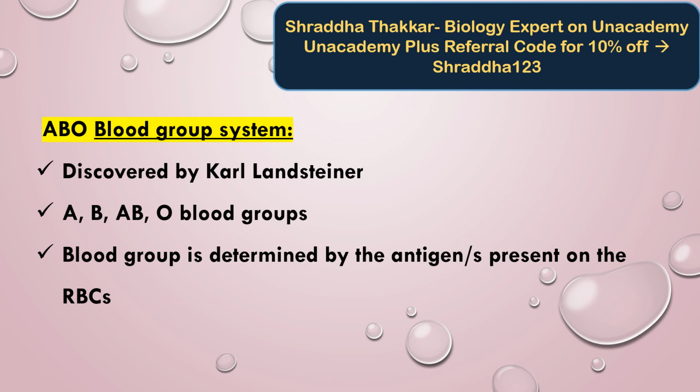The ABO blood group system was discovered by Karl Landsteiner. There are mainly four types of blood groups. We have blood group A, B, AB and O. So these are the four types. Now the blood group of a person is determined by the antigens which are present on the RBCs. So let us understand how exactly this works.